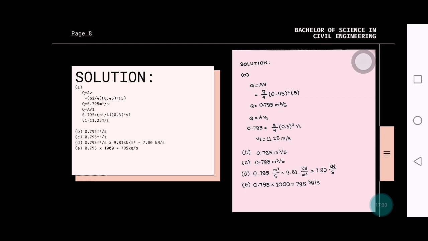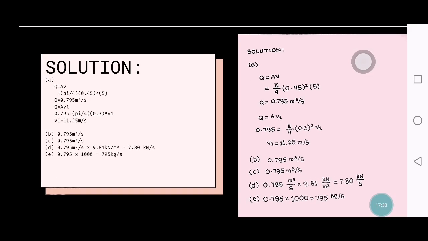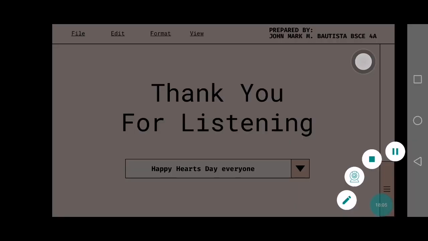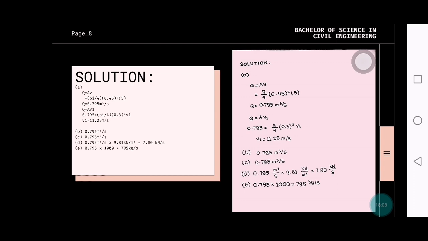So B is equals to 0.95 cubic meter per second. Then C is 0.795 cubic meter per second, and for D, I saw that my answers are the same.